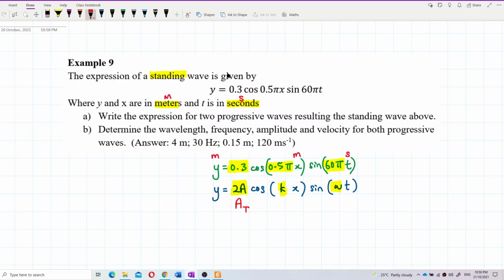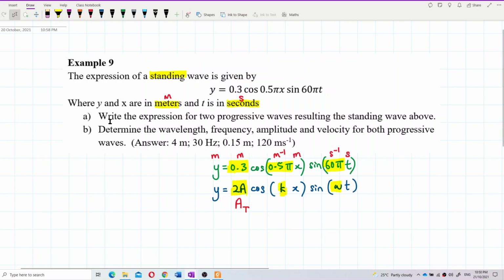So what I can say is here the maximum amplitude 0.3 is also in meter because it follows the displacement. And then the x is in meter, so the k, the wave number, is also in per meter. And then time is in seconds, so the omega is per second. Okay, so now all the unit is in meter.